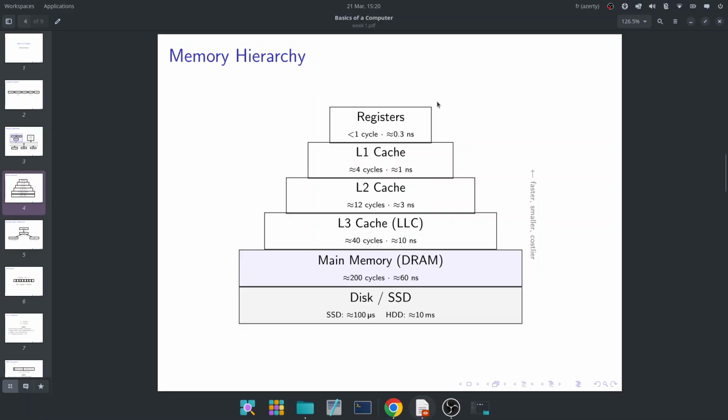Obviously, registers are just placeholders for the CPU, and then you have your memory. The further you go up this hierarchy, it gets faster, smaller, and costlier. Obviously, it's the inverse when you're going down.